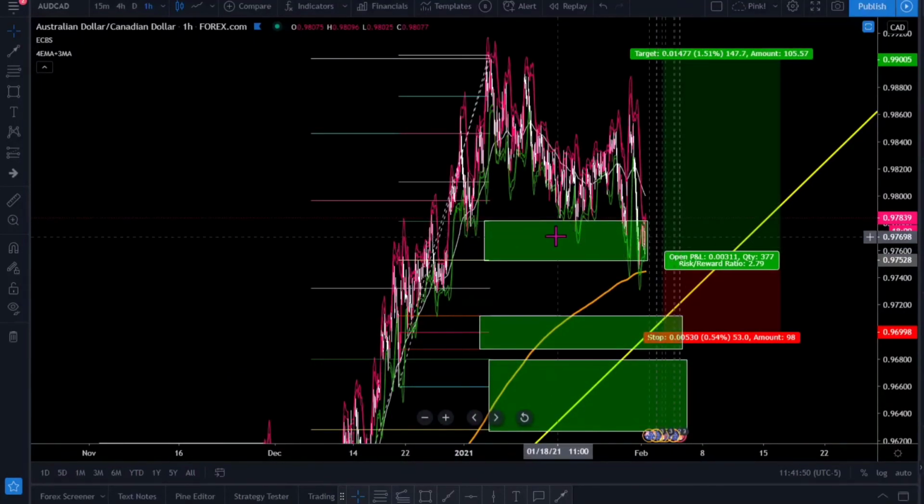But same thing here. We are looking for a nice bounce to the upside so that we can continue this uptrend. I'll be updating and publishing the information shortly after I post this video. So you can look for the link in the comments.